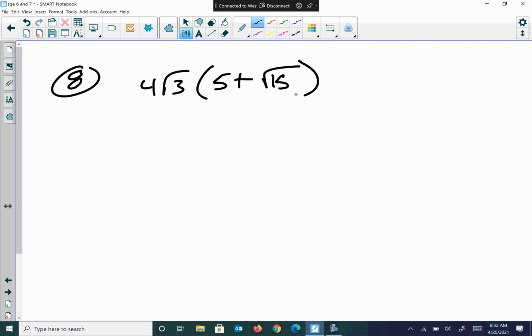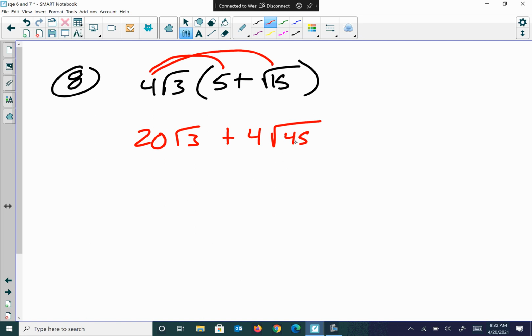Yep. All right. So I'm going to distribute here, and being that the 4 and the 5 are both outside, that's going to give me 20, and then the root 3 comes along for the ride. And then on this one, I'm going to get plus 4 root, and you can go 3 times 15, I guess, in this case, if you'd like. And we'll take care of that.